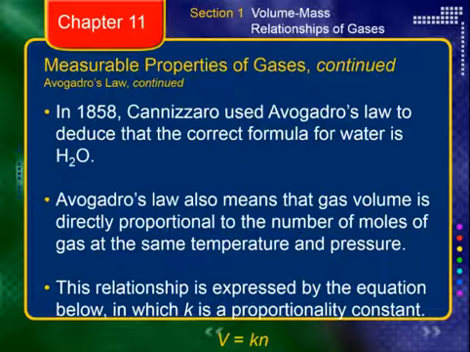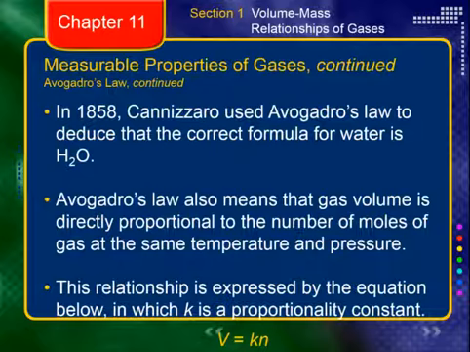Avogadro's law also means that gas volume is directly proportional. We already know what that means. It means two variables change in the same way. When one goes up, the other one goes up. When one goes down, the other one goes down. So gas volume and the number of moles change in the same way all the time, meaning if the number of moles goes up, the gas volume will go up. If the number of moles goes down, the gas volume will go down, as long as we're at the same temperature and pressure.